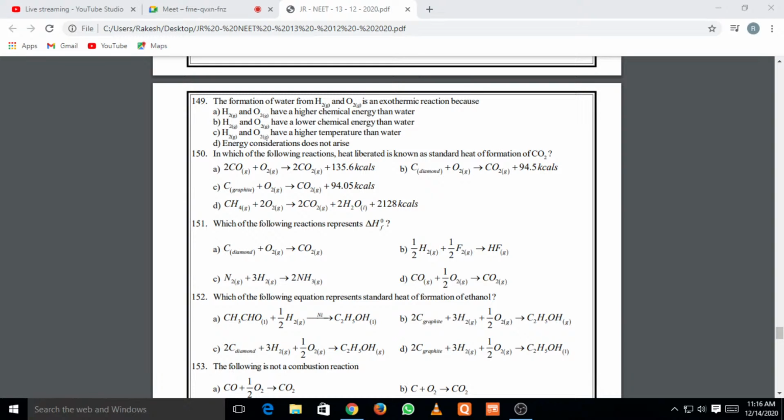Okay, children, do you understand? Yes, sir. Right. Next, which of the following represents the standard heat of formation of ethanol?